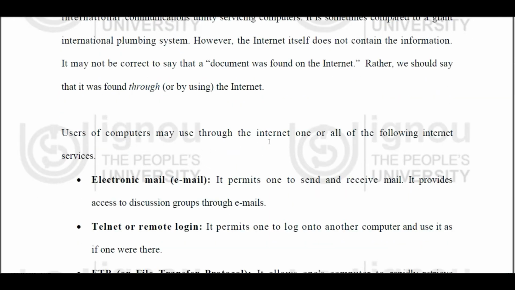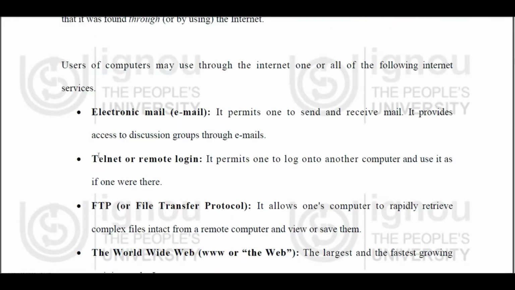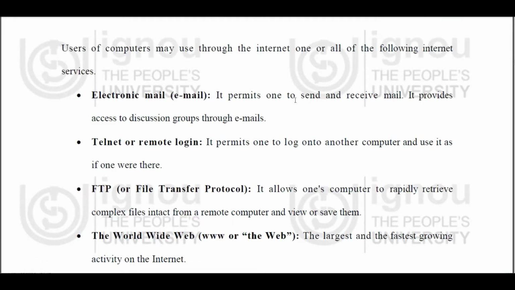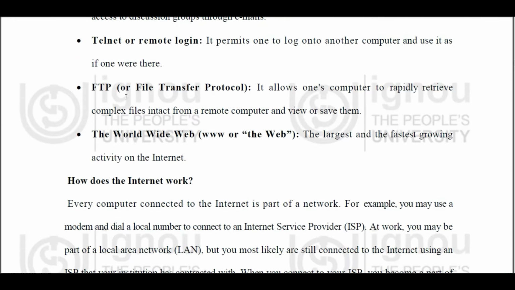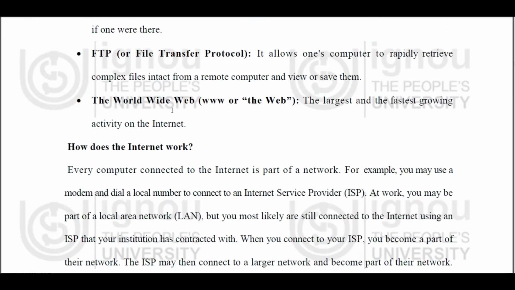Users of computers may use one or all of the following internet services. Electronic mail, email. It permits one to send and receive email. It provides access to discussion groups through emails. Telnet or remote login. It permits one to log on to another computer and use it as if one were there. FTP, file transfer protocol. It allows one's computer to rapidly retrieve complex files intact from a remote computer and view or save them. The World Wide Web, WWW, or the web, is the largest and the fastest growing activity on the internet.